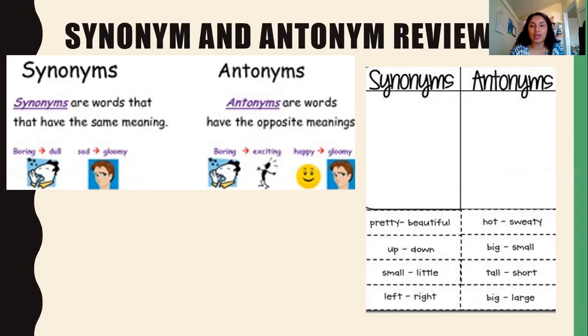Let's review, okay? Synonym, pretty, beautiful, or is it an antonym? What is pretty and beautiful? Think about it. Did you write it down? What about up and down? Is it a synonym or antonym? Do you have your answers ready? All right. If you said that pretty and beautiful is a synonym, you are correct because pretty and beautiful mean the same thing. If you said that up and down are antonyms, you are correct because it is the opposite.